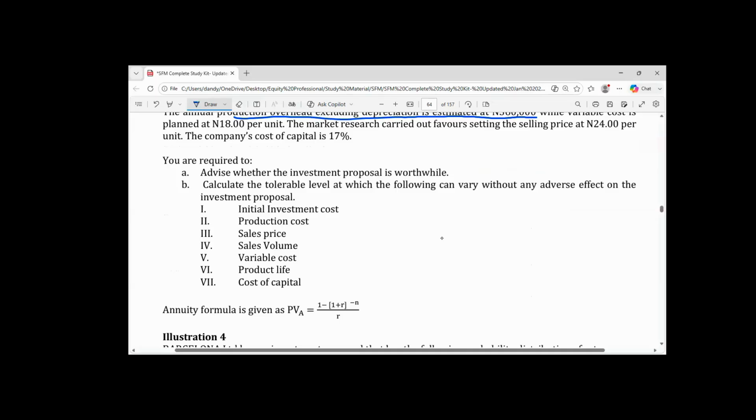Annuity formula is given as this. All right. It's okay. All right. Thank you, Tosin. Yes, that is the question.